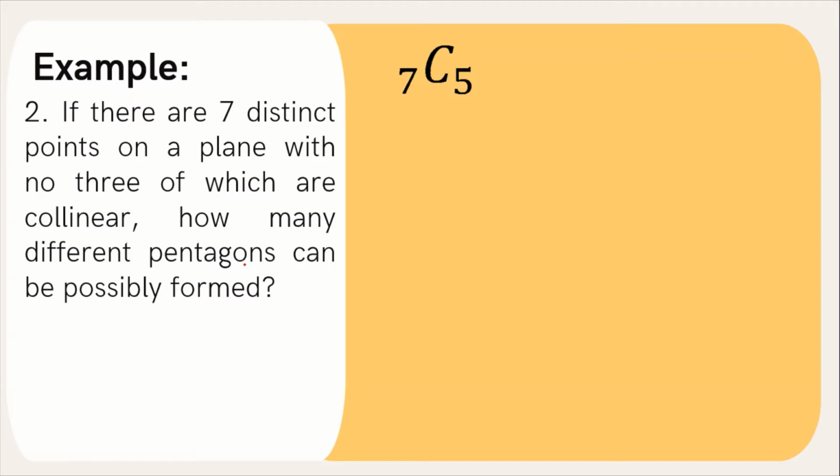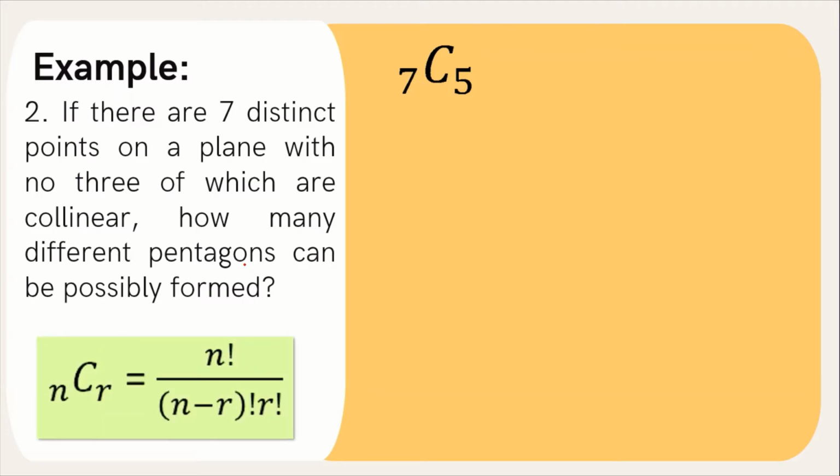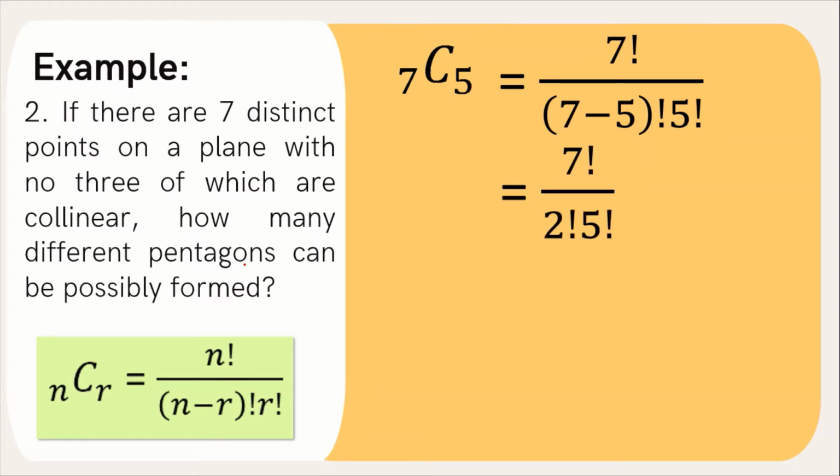Now, balikan natin ang formula. We have combination of n taken r is equal to n factorial over n minus r factorial times r factorial. Substitute natin ang 7 and 5. We have 7 factorial over 7 minus 5 factorial times 5 factorial. Simplify natin, we have 7 factorial over 2 factorial times 5 factorial. From this point, pwede nyo nang i-compute using your calculator.